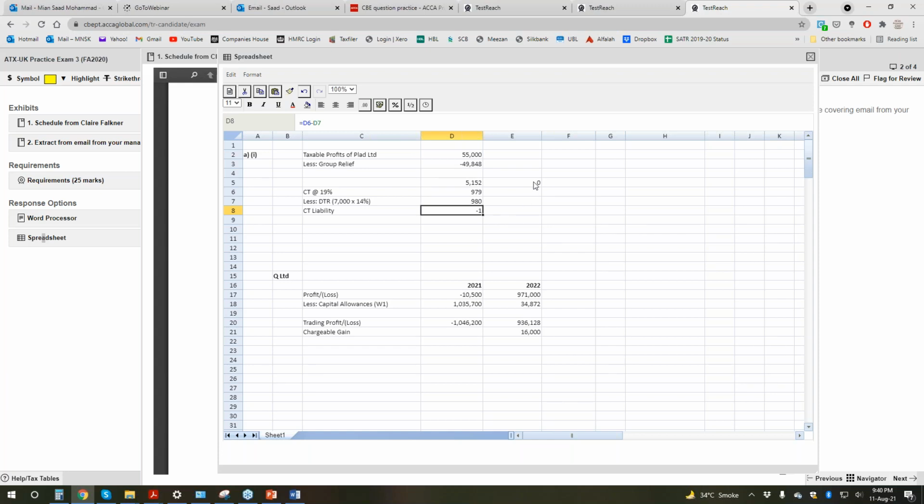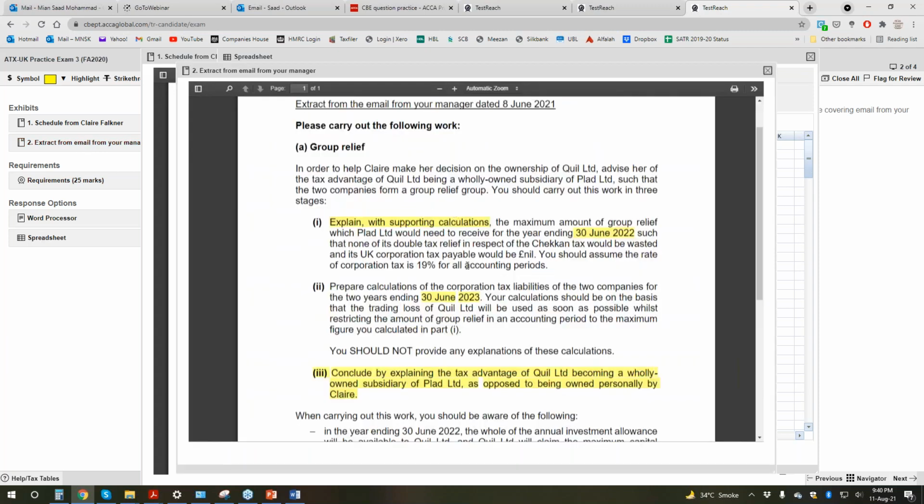So guys, let me explain again what I have done here, and why I have deducted 49848 losses. Otherwise I could have deducted the complete 55,000, because I have so many high losses. I have losses of 1046,200. Why have I only deducted 49848 worth of losses? It is clearly mentioned in the requirements that the DTR should not be wasted and its UK corporation tax would be nil. That is what the question wants, that I do not waste the DTR. I have left the DTR of 980 behind.